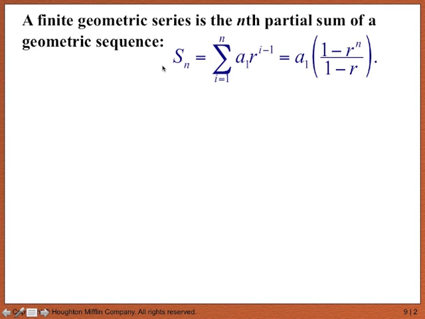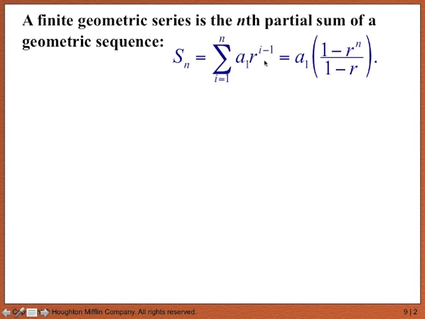Okay, and that's written in the following way. S sub n, notice this is the same symbolism that we used for arithmetic sequences and series. S sub n, meaning the nth partial sum, equals, and we have our sigma notation, lower limit, upper limit, i equals 1 to n, of a sub 1 times r to the i minus 1.